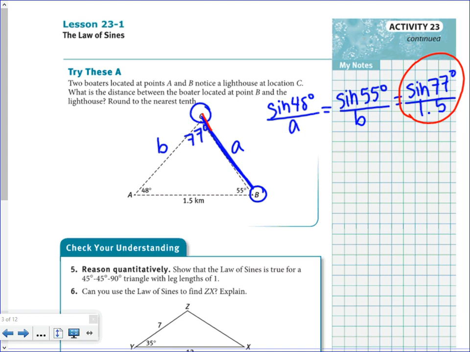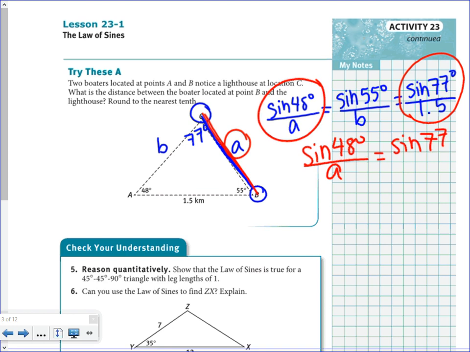And then we had already said that we were looking for this length, which we labeled as A. So that's going to be using this ratio. So sine of 48 over A is equal to the sine of 77 over 1.5. And so if you want to see what it looks like without using the decimals with your calculator, like what the book was doing, I'll show you that.